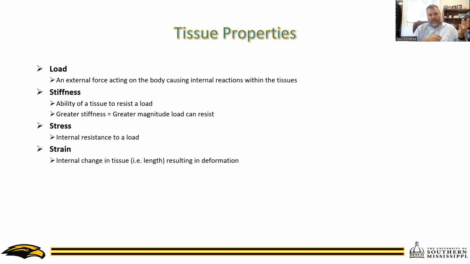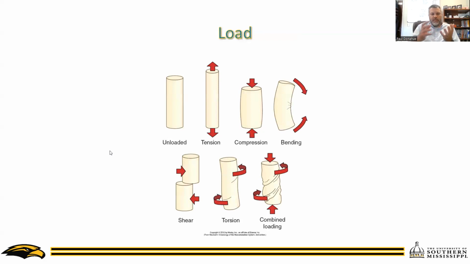Tissues are also going to have an innate ability to create stiffness, and to resist that load that we just talked about. So greater stiffness means there's a greater load resistance. Stress is the internal resistance to that load, where strain is a change in the length of that load. And where this becomes important is that we can load a tissue in 7 different fashions.